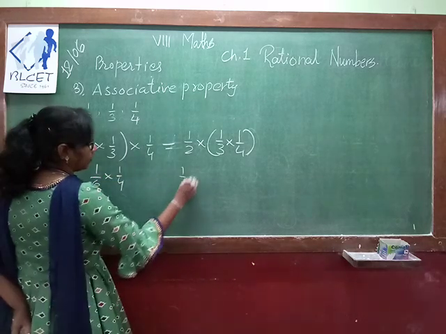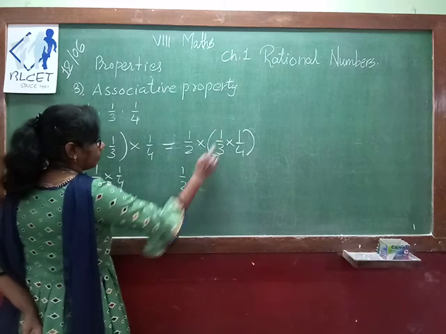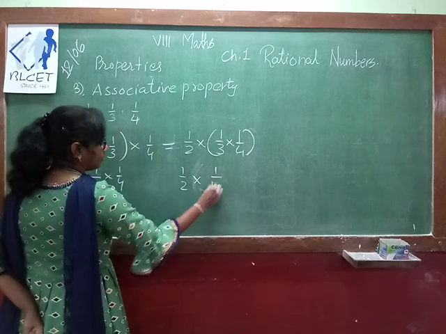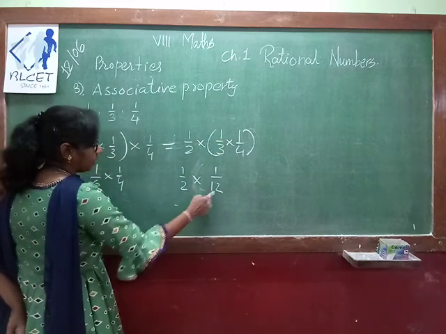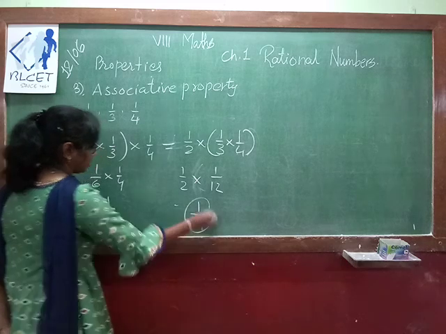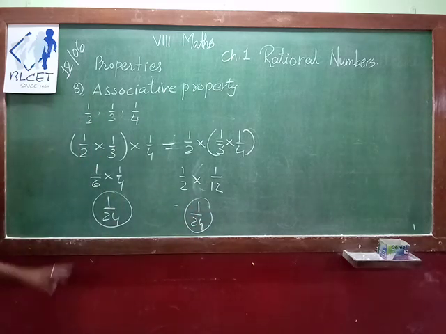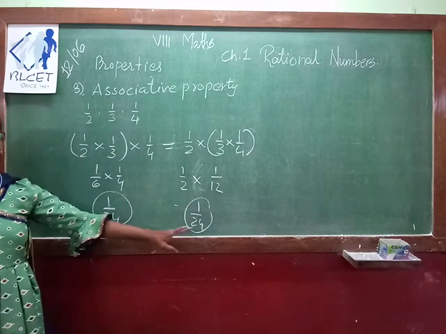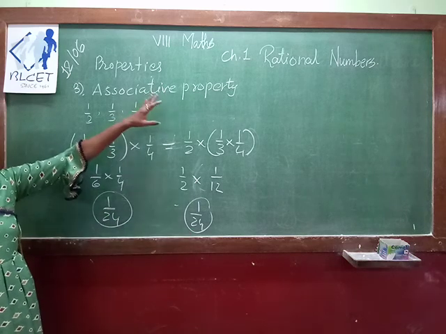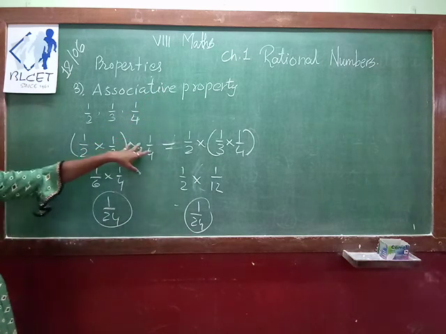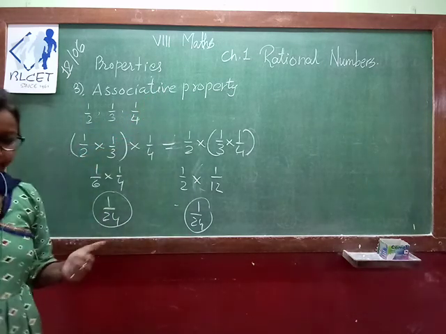Here it is 1/2. 1 1 is 1, 3 4 is 12. 1 1 is 1, 12 2 is 24. You check the answer. For multiplication we are getting the same answer. So what can we say? Associative property holds for multiplication of rational numbers.